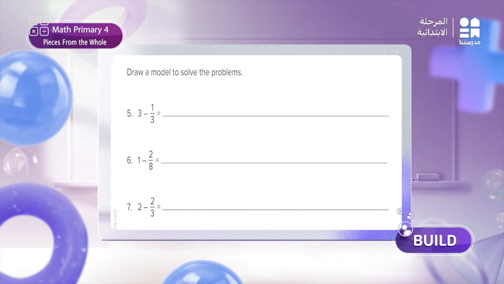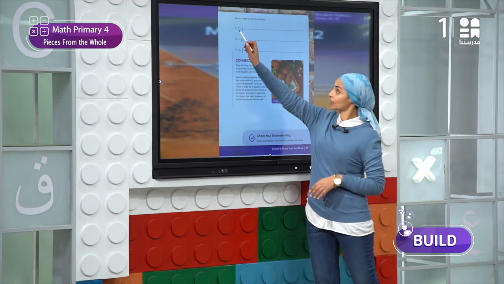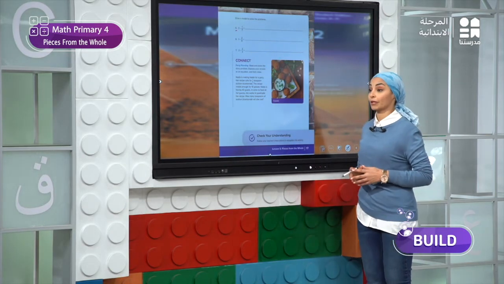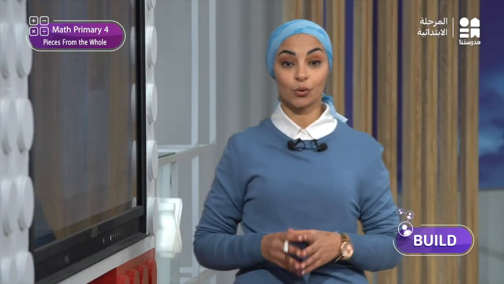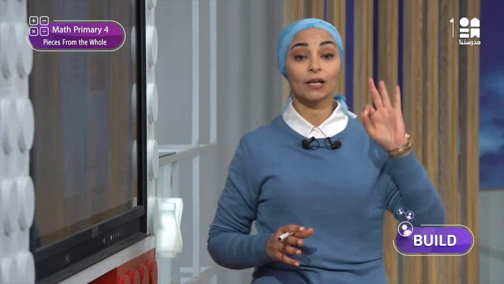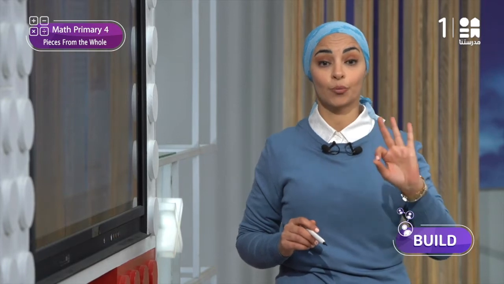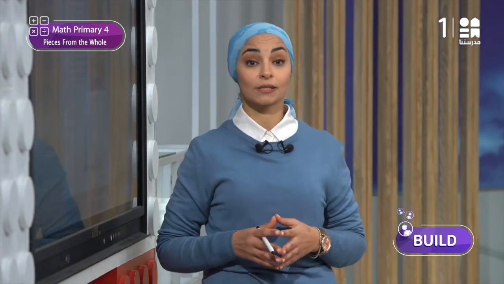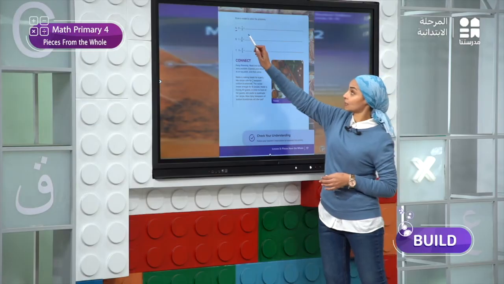Here's problem number 5. What is required in problem number 5 is to model the problem and then solve it. We want to model 3 minus 1 over 3, to be able to solve it and explain your thoughts. Here, 3 is a whole number, so we need 3 models. Each model I'll divide into 3 equal parts. Why did I choose 3 parts, and not any other number? Because here the denominator is 3.